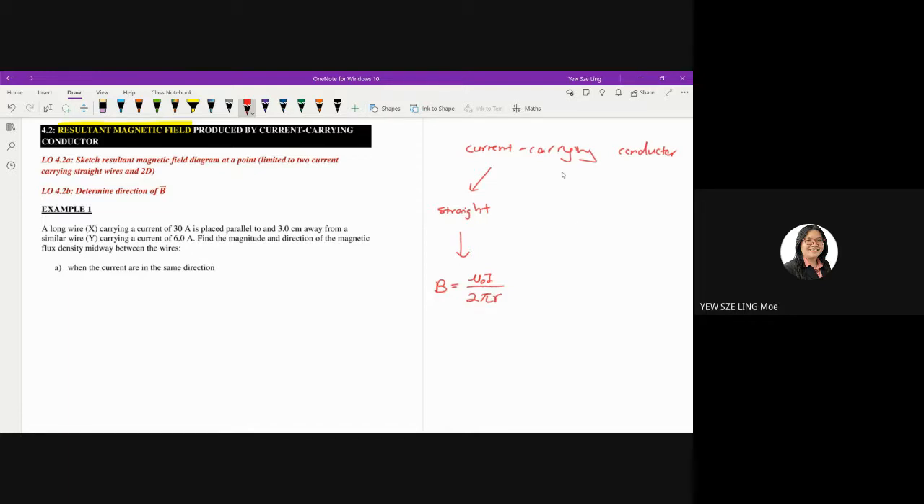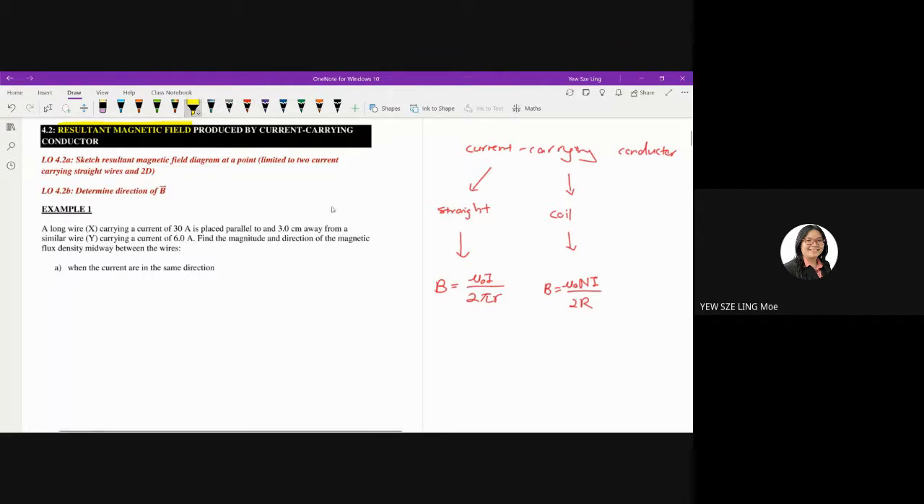And then the second type of conductor that we have is the coil. Okay, it's a coil. So coil in this case refers to a circular coil. If you have a rectangular coil, then basically it is formed by 4 straight conductors. All right, so circular coil is the second example. When it comes to circular coil, the equation is B equals mu naught N I over 2r.